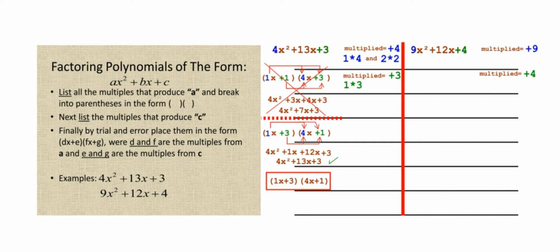So multiples that produce the constant 9: 1 times 9 gives us 9, and also 3 times 3 gives us 9. I do believe that's it. Those are the combinations that we have available for multiples of 9. I highly recommend you practice your multiplication tables if you have a hard time with this. So 1 times 4 will give us 4, and also 2 times 2 would give us 4.